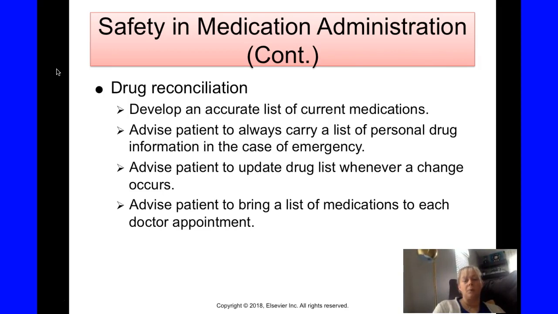So a lot of doctors' offices will give out little cards that they can fill out. They should update it anytime there's a change, and they should bring a list of medicines to each doctor appointment. So that's the minimum. I actually tell my patients to bring their medicines to the doctor. They just set them all out, and I just look at them one by one.